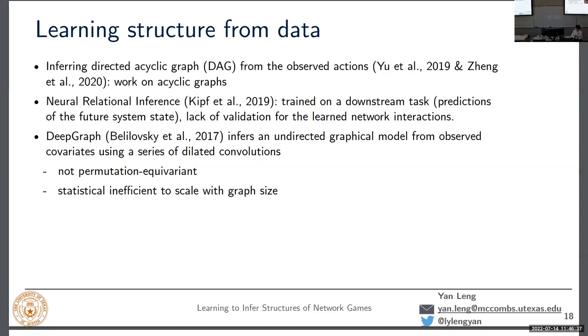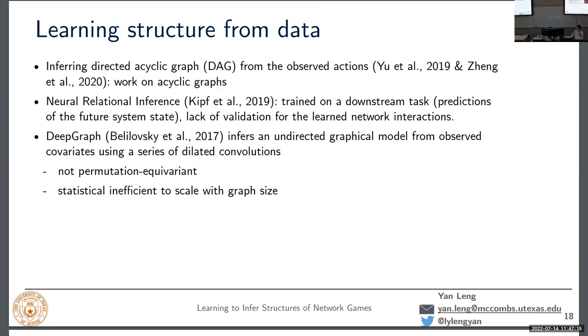The second stream of work, which many people have mentioned multiple times in this workshop, is neural relational inference. It was trained on a downstream task, predicting the future state of the system. We actually tried this method in our setting, and it doesn't work that well, even compared to a random model. The intuition could be, think about a star network. All the periphery nodes will be very similar to one another, so you would predict that all periphery nodes are connected. But in fact, they're only connected to the central node. So this is completely wrong.